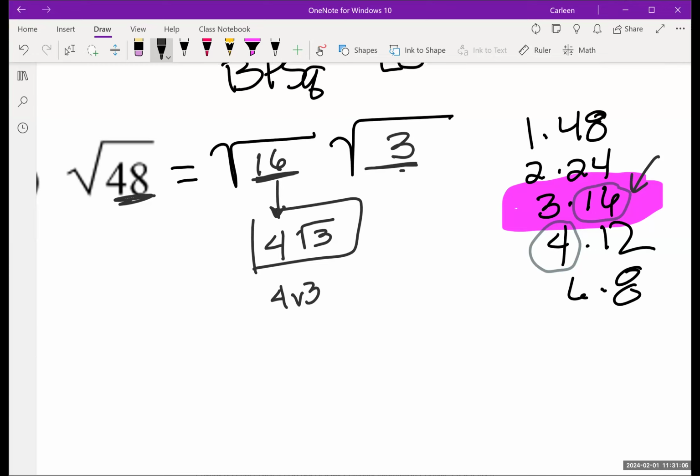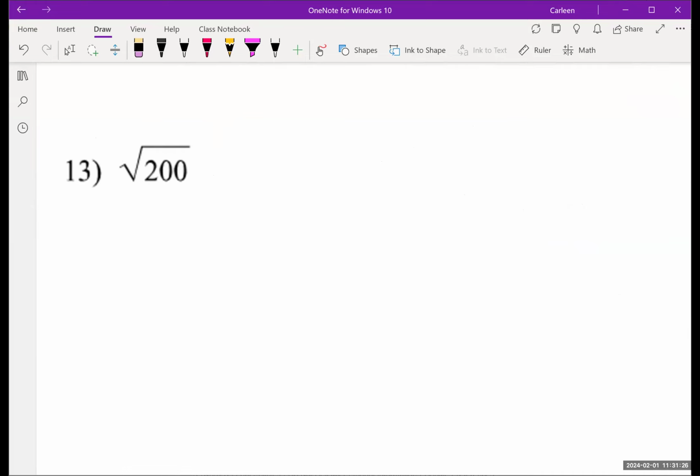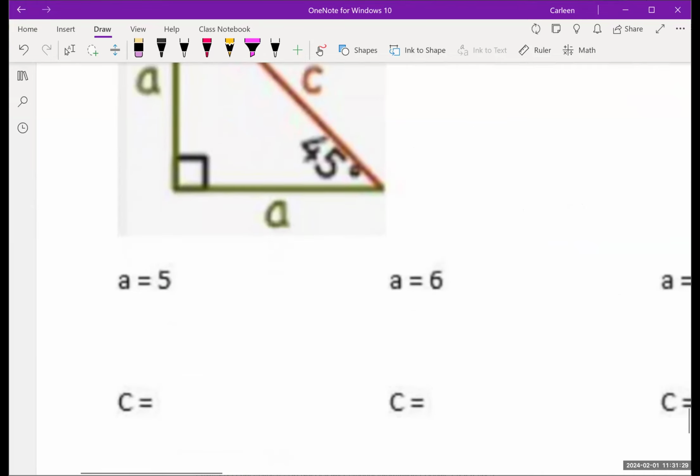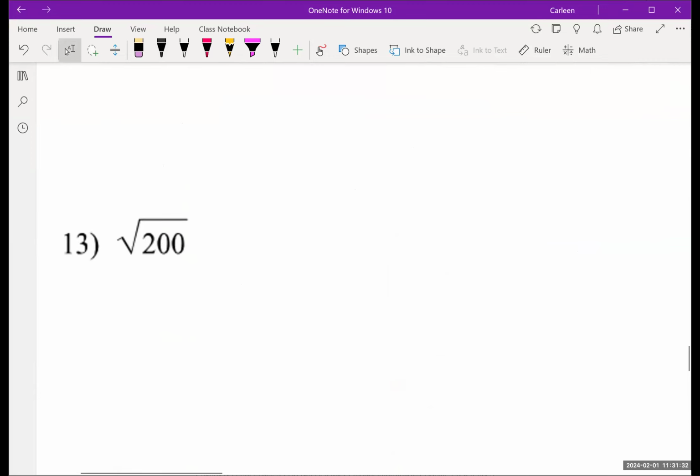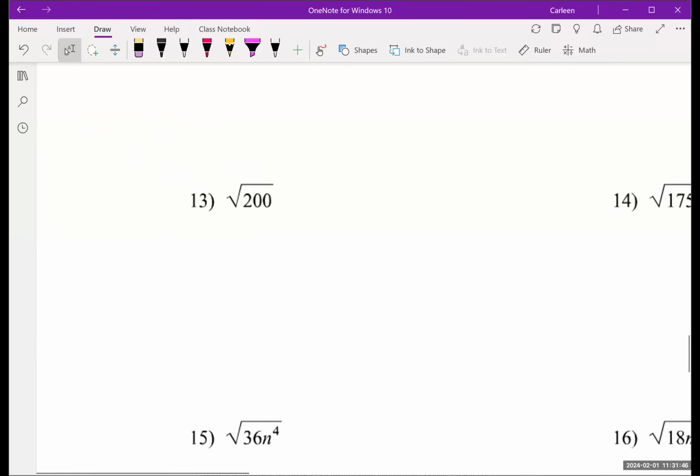So you could do square root of 4 squared, and that would be 4 square root 3. Nice. Yeah, so it's kind of practicing. Yes, that is perfect. Okay, let's do this one. Okay, so I need a factor of 200 that is the biggest perfect square.